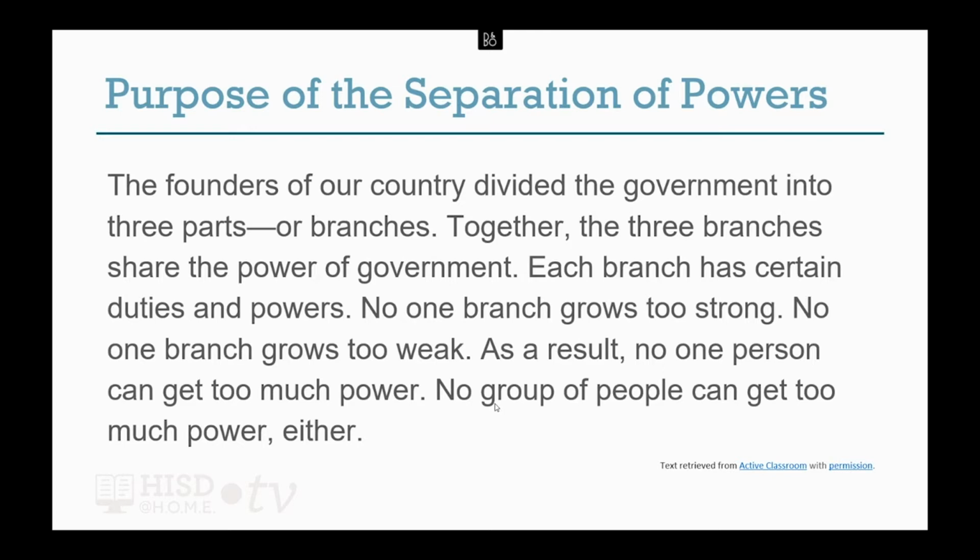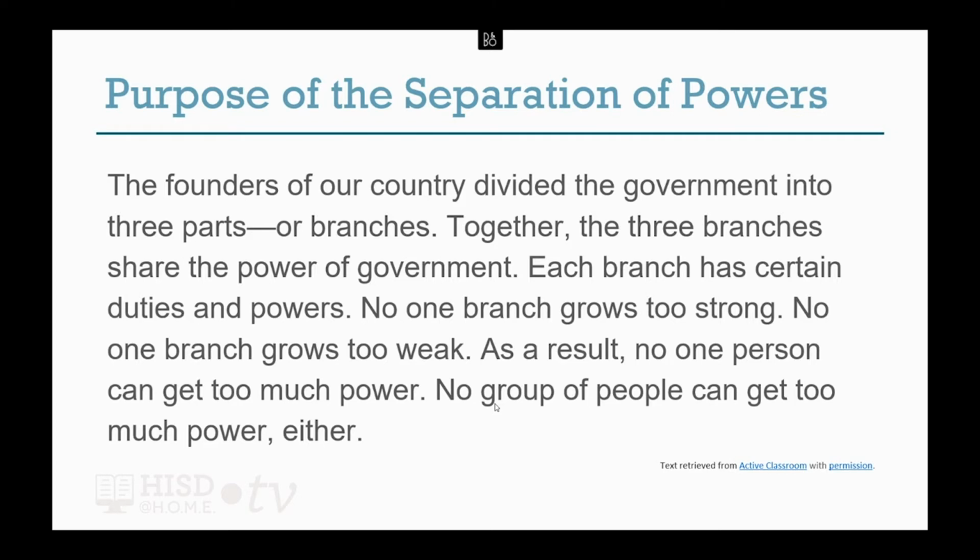All right. The founders of our country divided the government into three parts or branches. Together, the three branches share the power of government. Each branch has certain duties and powers. No one branch grows too strong. No one branch grows too weak. As a result, no one person can get too much power. No group of people can get too much power either.